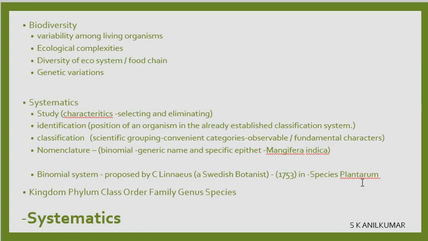So systematics involves the study of characteristics, identification, that is positioning or placing an organism based on already known information, and classification, which is the grouping of organisms based on certain observable similar qualities or characters. So based on fundamental characters, based on observable characters, the organisms are classified, that is grouped. The organisms are identified based on an established classification system.